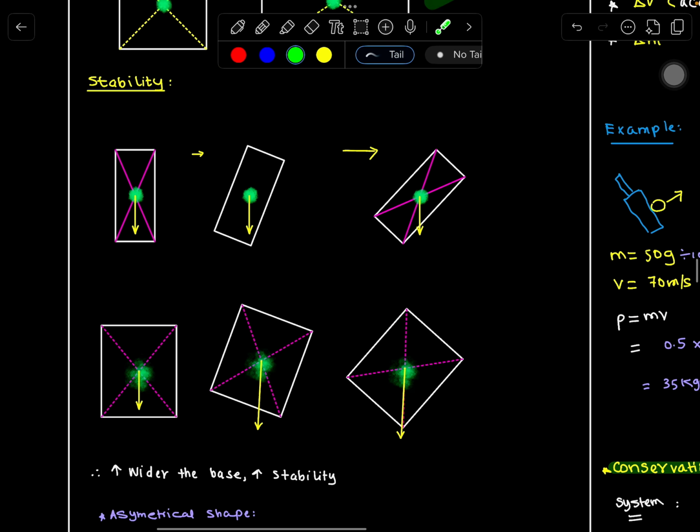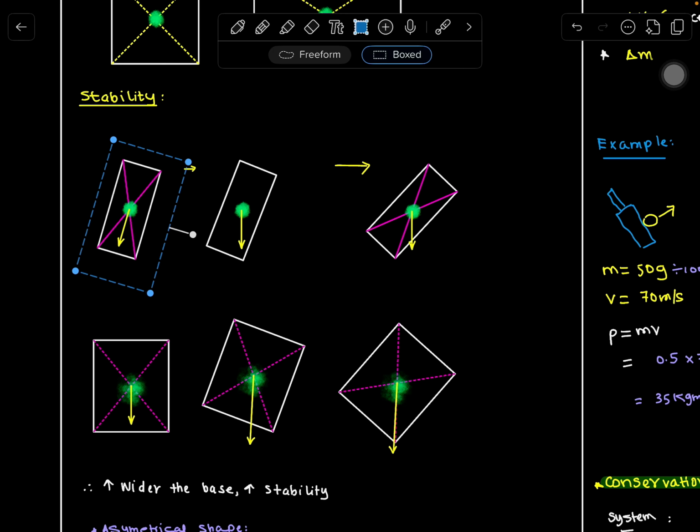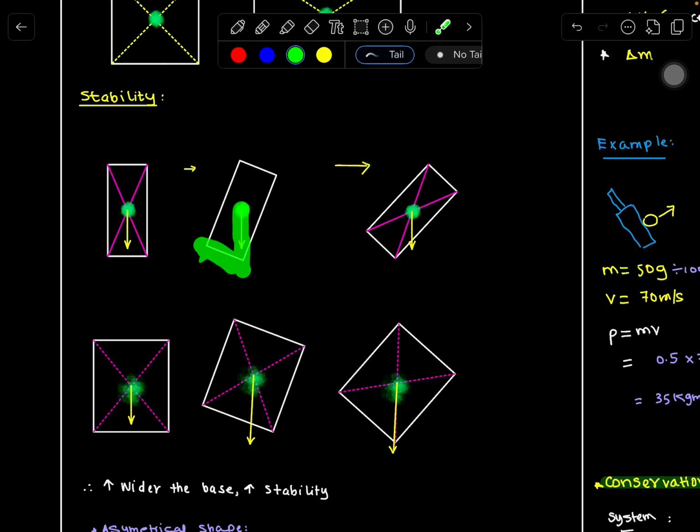Now, stability. The wider the base, the more stable something's going to be. Think of this object, okay? So this is your object, it's standing upright here. Now, if I push it a little bit, you have to look at the center of gravity of the object, okay? Center of gravity is in the center for all of these. So I took it and I pushed it. Now the center of gravity is still falling within the baseline of my object. When your center of gravity goes outside the baseline, that is when your object is going to topple over.